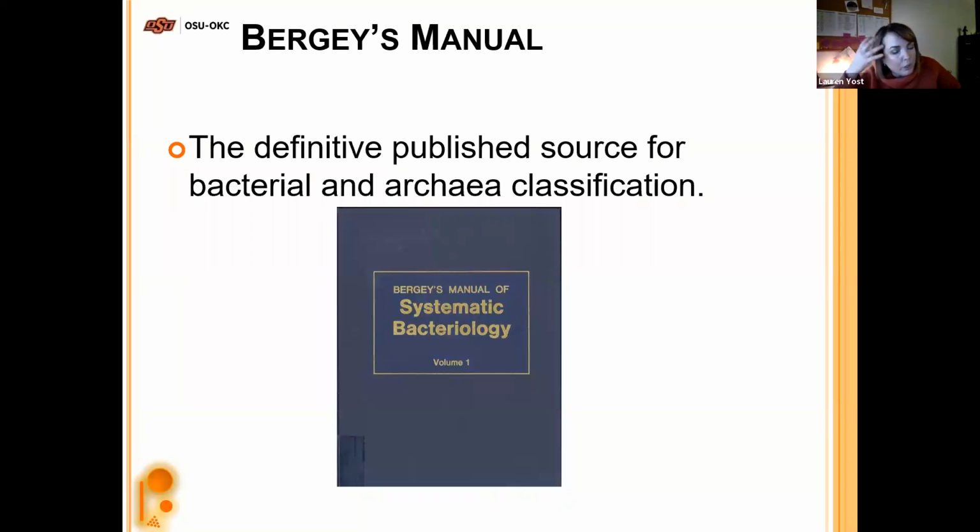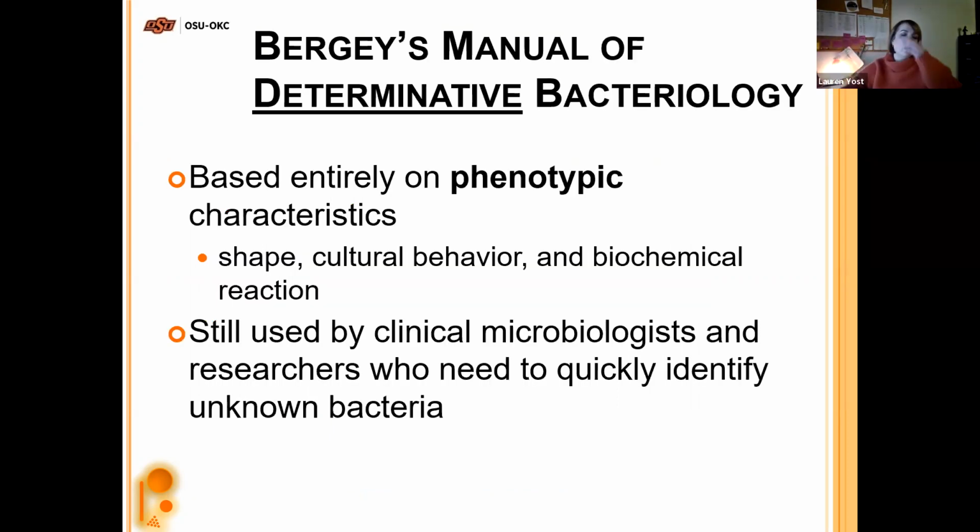All right, moving on to Bergey's manual. Bergey's manual is the definitive published source for bacterial and archaea classification. You need to know what kind of bacteria or whatever you're dealing with. You will look it up, whatever feature you know about it, in Bergey's manual, and then you can use deductive reasoning to try to figure it out from there.